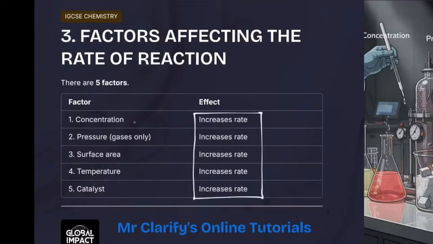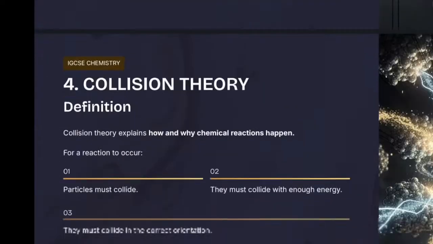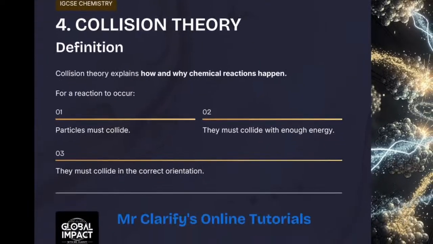When you increase the concentration, the rate will increase. Okay, the concentration of your reactants. When you increase the pressure of the gaseous reactants, the rate will increase. When you increase the surface area, the rate will increase. When you increase the temperature, the rate will increase. When you add a catalyst, the rate will increase. That's just basic. But before you say that, there's something which you're going to be asked about, which is the collision theory. Collision theory helps you to then explain what is going on.